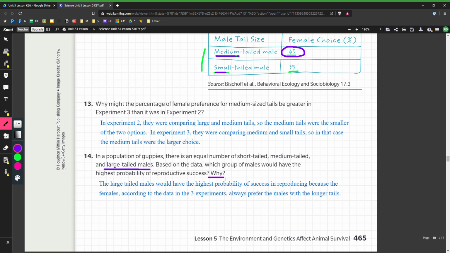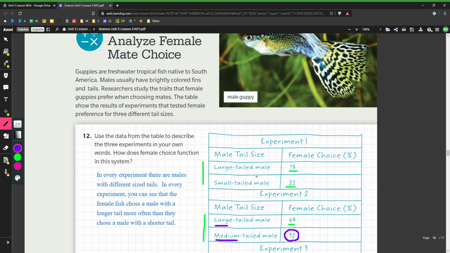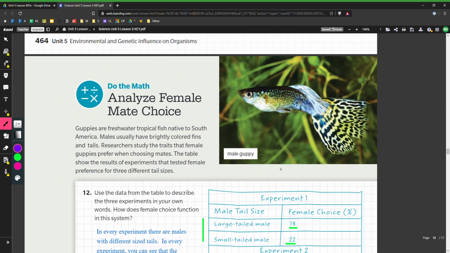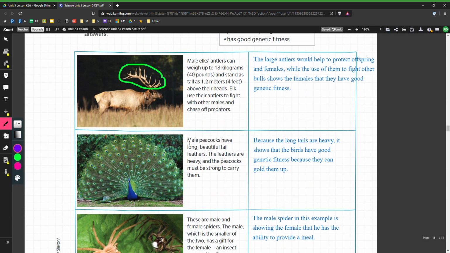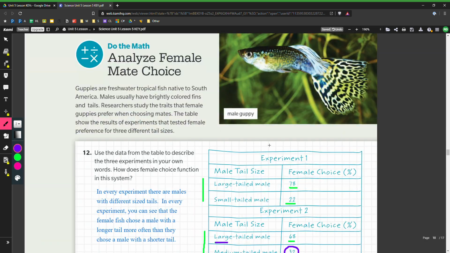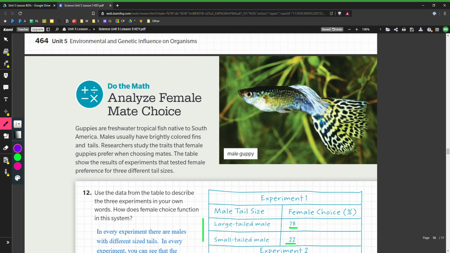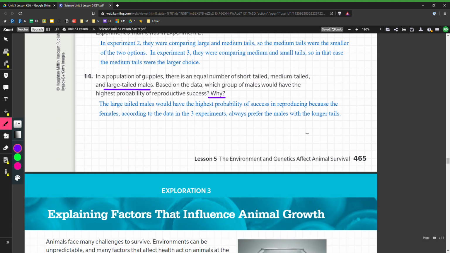Why is more about the fish. So if the fish has a longer tail, it kind of goes back to the behaviors, right? The behaviors of it would mean more genetic fitness. It could possibly mean that they can swim faster, things like that. So that is what they'd be looking for.